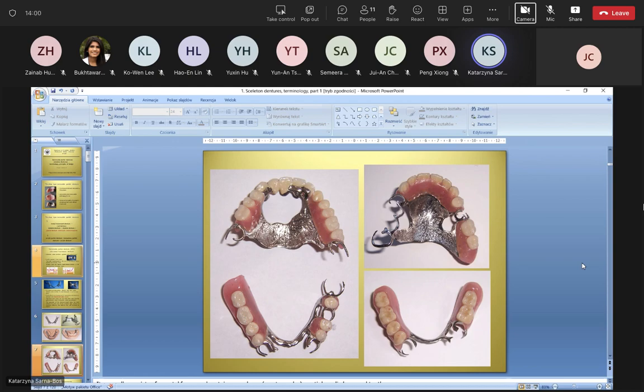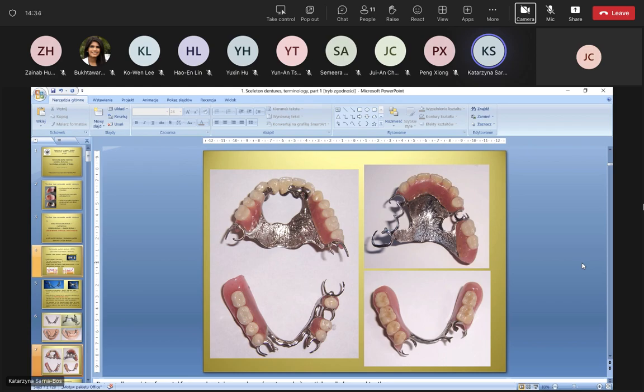Okay, so let's come back. These are examples of the skeletal denture. On the previous slide you saw only the metal framework, and now you see the metal framework together with the acrylic base and artificial acrylic teeth. Of course, this is the upper one and this is the lower one. So that's about the principal components of a typical partial denture.